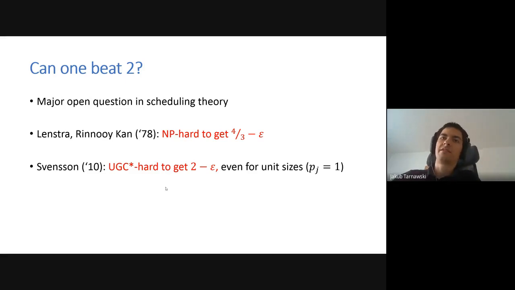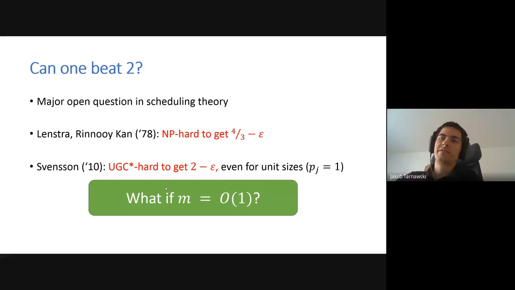In 78, Lenstra and Rinnooy Kan showed an NP-hardness of 4/3 approximation. And then there is a result by Svensson from 2010 that under a variant of the unique games conjecture, it's actually hard to get better than 2. And this holds even for the important special case of unit sizes. So this is going to be hard to beat unless you're going to refute this variant of the UGC.